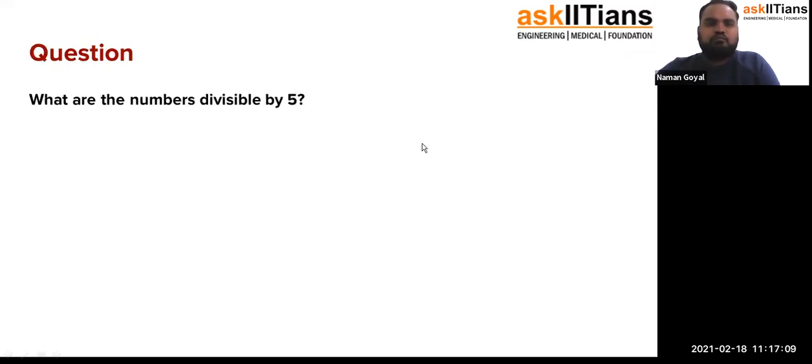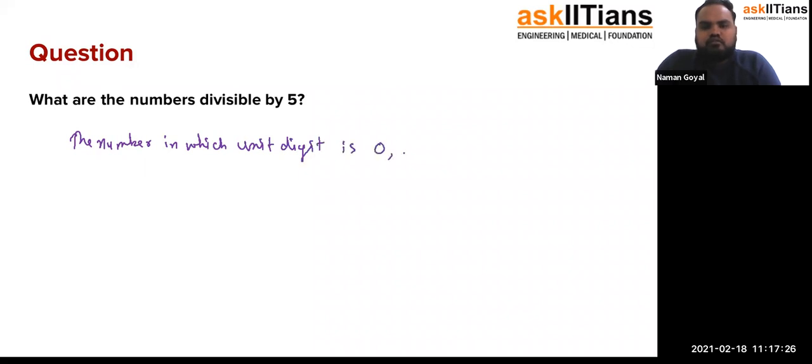Now, what are the numbers divisible by 5? The answer to this question is: the numbers in which the unit digit is 0 or 5. For example, 51250 is a number which is divisible by 5.